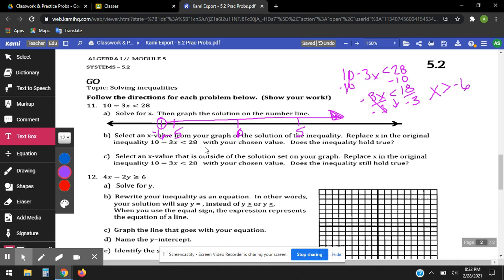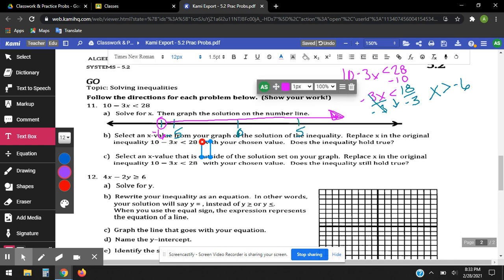So let's pick 5, right? X 5 is greater than -6. So 10 minus 3 times 5, is that less than 28? Well, scoot it over here a little bit. 10 minus 15, is that less than 28? Yes. -5 is less than 28. So we've just kind of proved, yes, it holds true. So we did need to flip our sign.